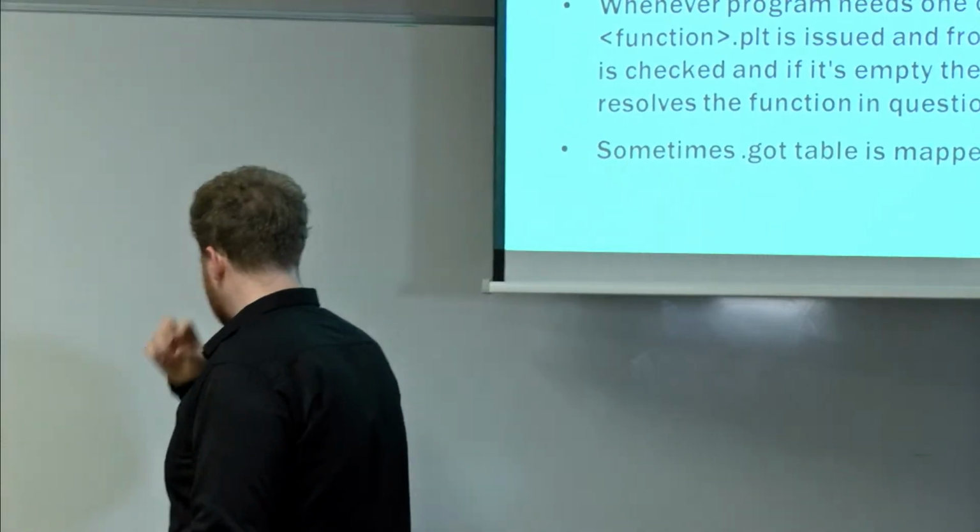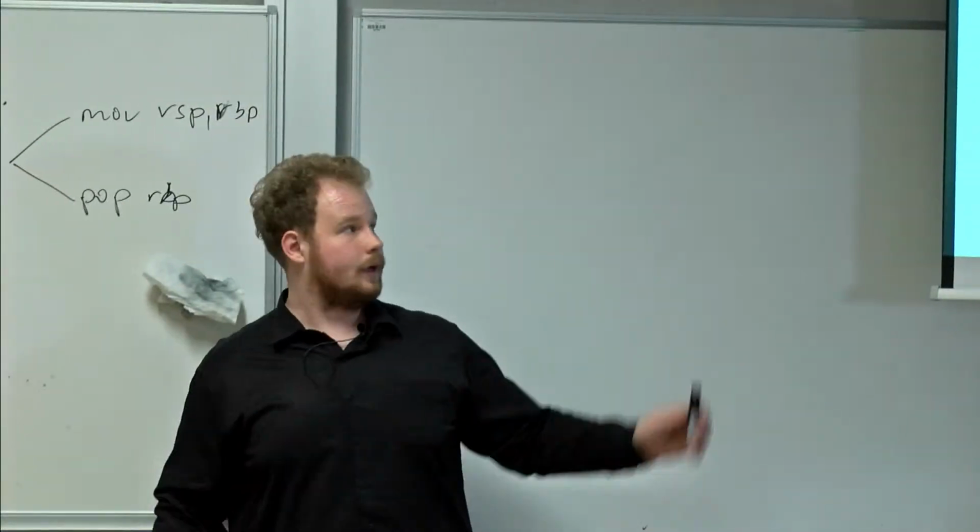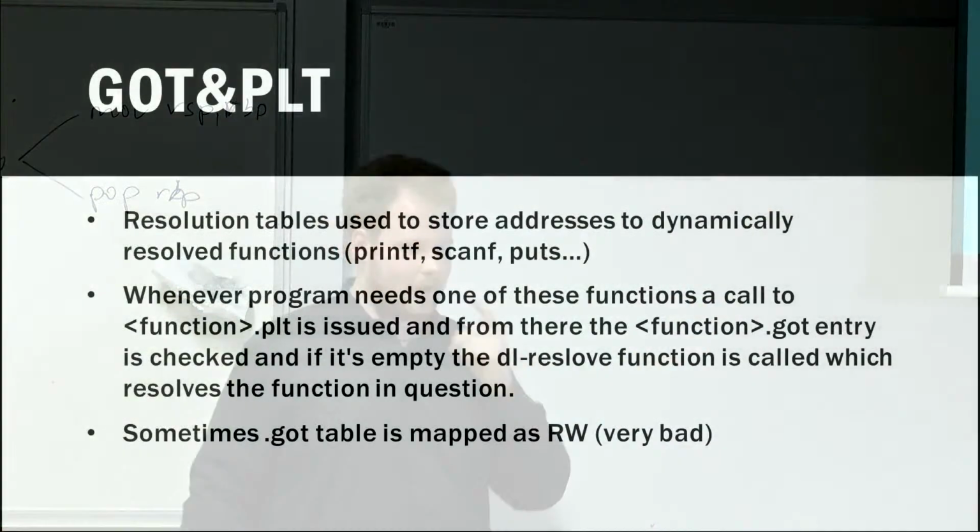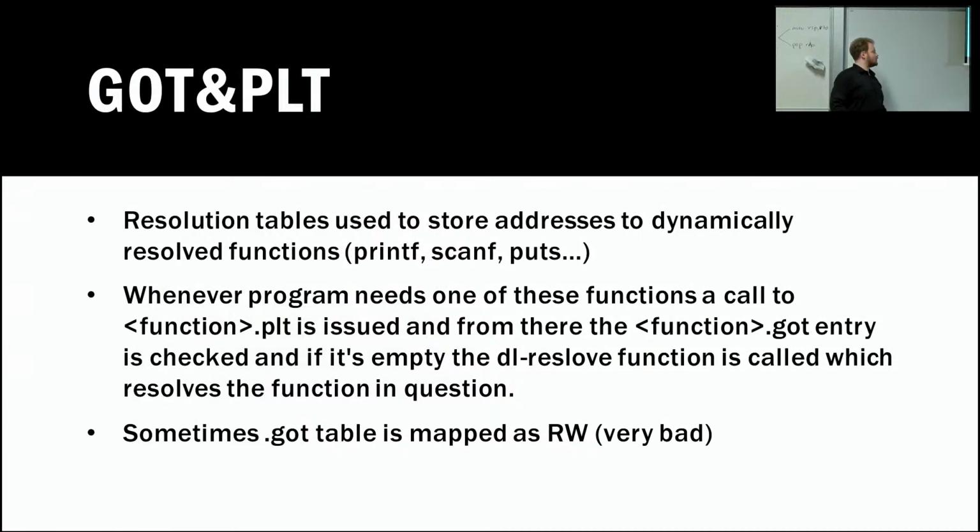Okay, so we finally arrived at the global offset and the procedure linkage tables. So basically, when I was talking about, swipe the board. Are there any questions before we go to this part about the whole ROP thing?